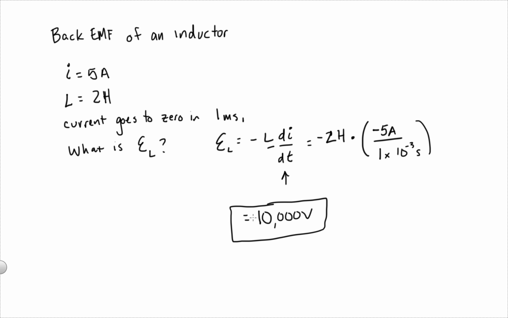And note that the direction here is positive, and so this is going to be in the same direction as the initial current. Right? It's going to try to replace the current that is dying off with this dI/dt, and the self-inductance is going to drive a 10,000 volt voltage difference.